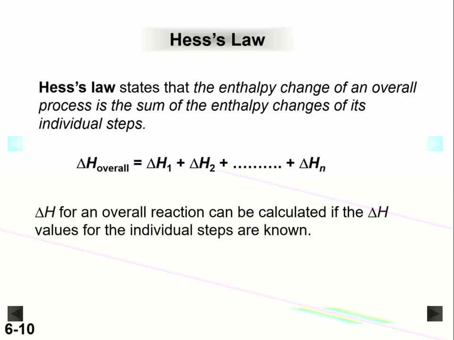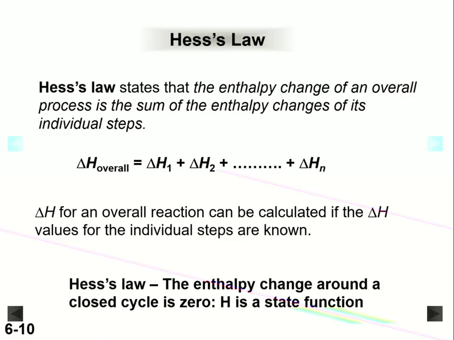Now we'll look at Hess's law. Hess's law can be stated as the enthalpy change of an overall process is the sum of the enthalpy changes of its individual steps. Delta H for an overall reaction can be calculated if the delta H values for the individual steps are known. We also said this in another thermodynamic phrase. The enthalpy change around a closed cycle is 0. H is a state function.